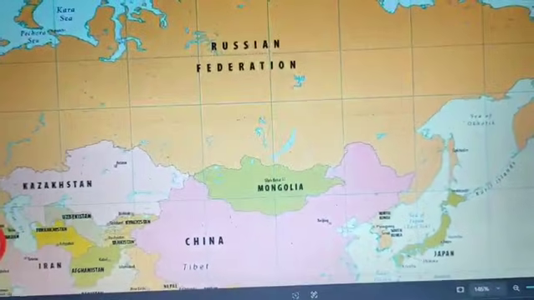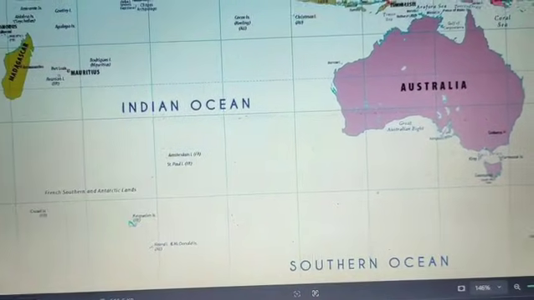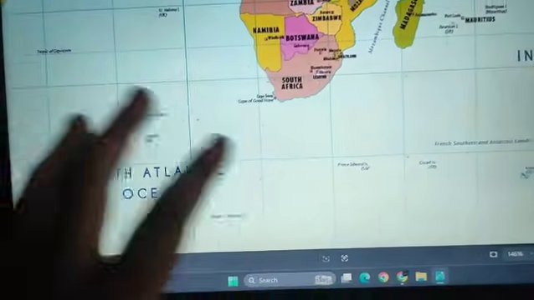Now if we talk about the Antarctic Circle, it mostly passes through Antarctica only.